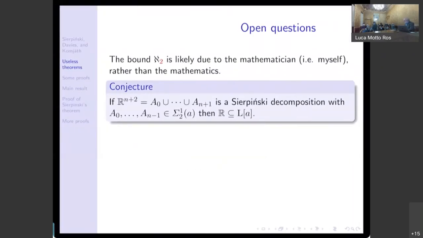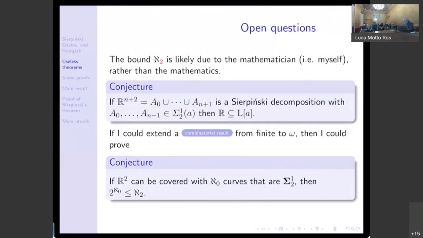The bound is most likely due to the mathematics itself. So my conjecture is that if R^(n+2) can be decomposed as a Sierpiński decomposition, and the sets are Sigma^1_2 in some given parameter, then this is what I should have proved. But I am not able to prove it.